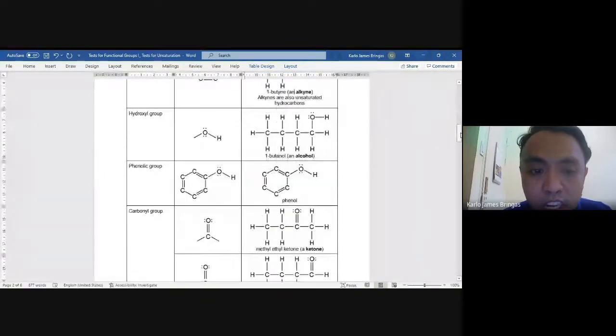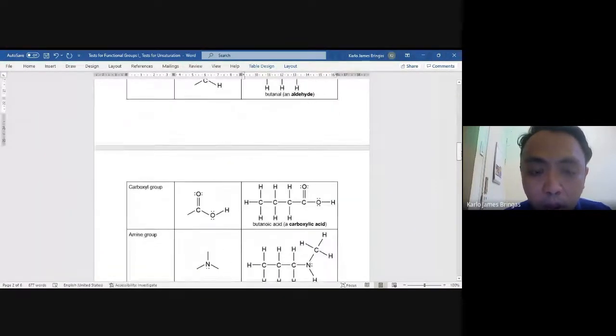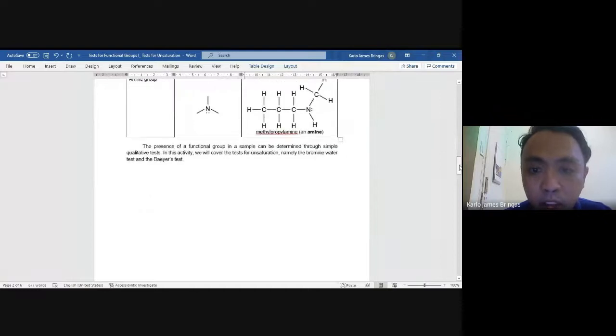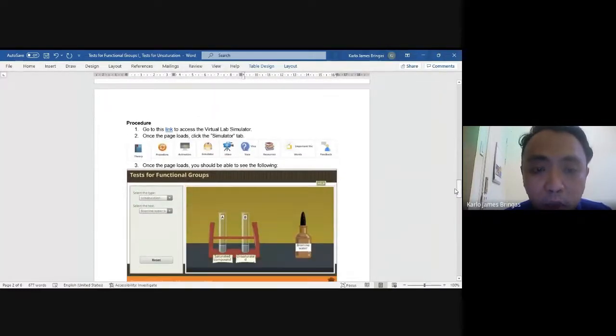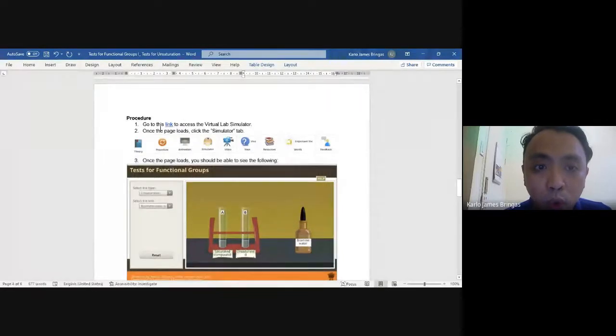So this worksheet will be made available lang sa Quipper, so you can download it there. So again, answer this one by group. You have to go to this link to open the virtual lab simulator. Once you open the virtual lab simulator, you will be led to this page.